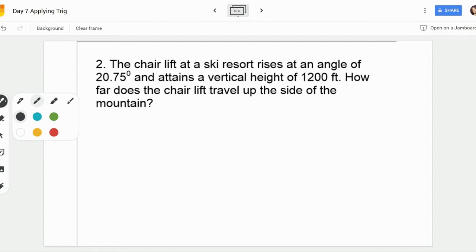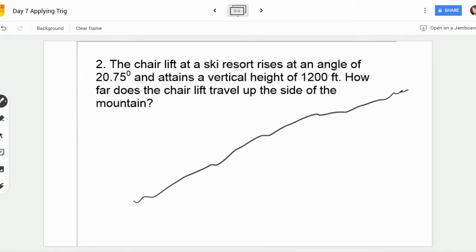So the chairlift at a ski resort rises at an angle of 20.75 degrees and attains a vertical height of 1,200 feet. Okay, so before we get anywhere, let's say that there's this mountain, and there's the top, and maybe it's not the top, but that's as far as the chairlift goes. It has a vertical height, meaning when you were at the base of this mountain where the chairlift started, and it goes up, it's way above the ground.